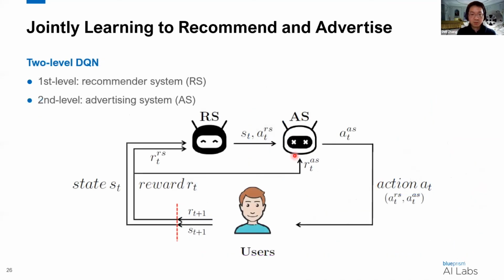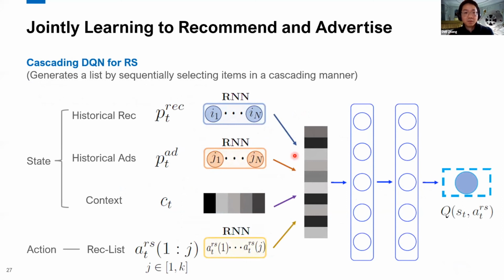So what they do is make use of a two-level DQN. The first level is for the recommender system, and the second level is to perform computational advertising. For the recommender system, the state would consist of the historical recommended items, the historical ads, and the context. The action is to come up with a list of items for recommendation. The challenge is that if you want to generate a list directly, the action space will be extremely large because of the explosion from the combination of all the n items.